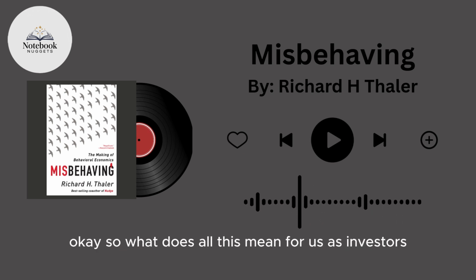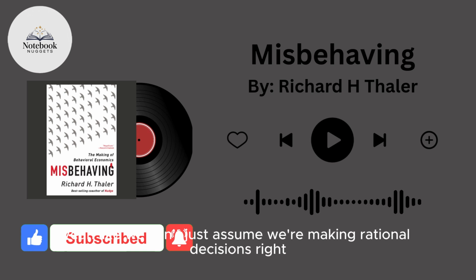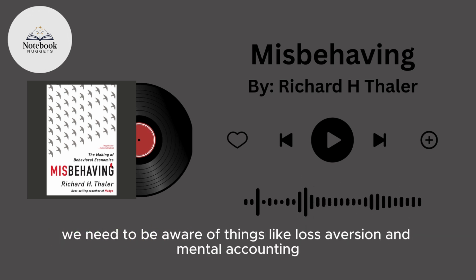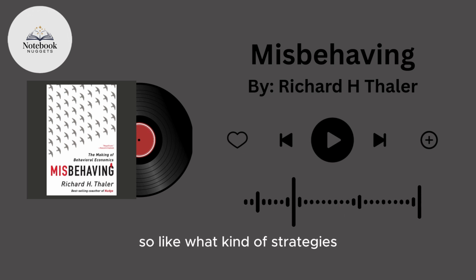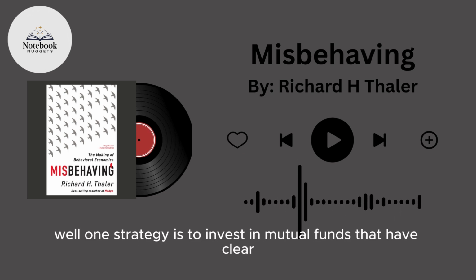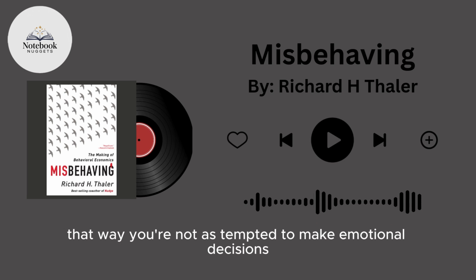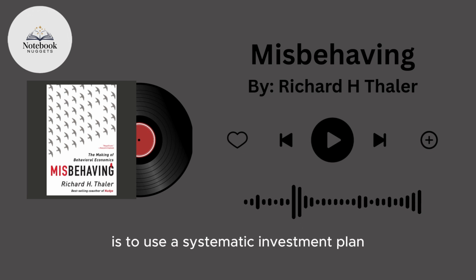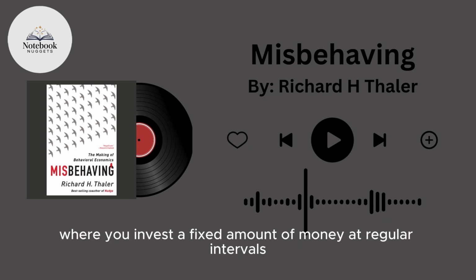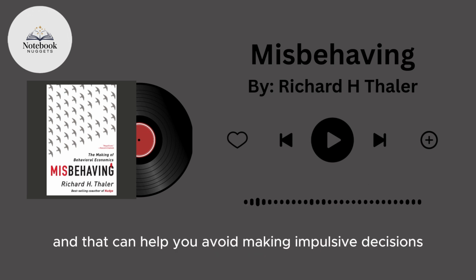Okay, so what does all this mean for us as investors? Well, I think the biggest takeaway is that we need to be aware of our own biases. Yeah, like we can't just assume we're making rational decisions. Right. We need to be aware of things like loss aversion and mental accounting. And we need to have strategies in place to help us overcome those biases. So like what kind of strategies? Well, one strategy is to invest in mutual funds that have clear investment mandates. That way you're not as tempted to make emotional decisions. It's like taking the emotion out of it. Exactly. Or another strategy is to use a systematic investment plan where you invest a fixed amount of money at regular intervals. That's like automating your investments. Right. And that can help you avoid making impulsive decisions.